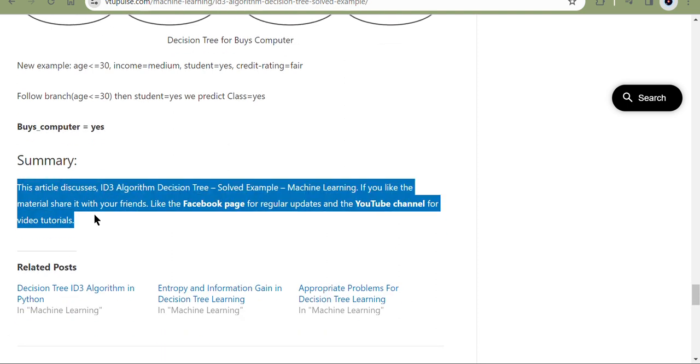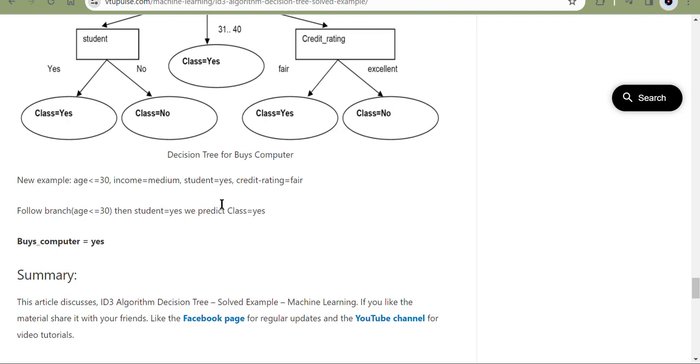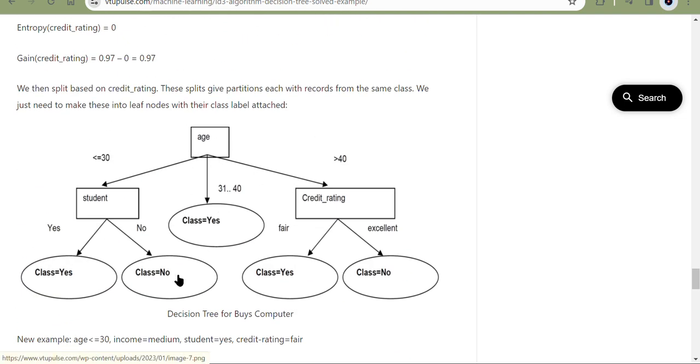Summary: this article discusses the ID3 algorithm, a decision tree solved example, machine learning. So this is the whole tree we get from the question. This is what they are asking in the first internal, all about the data science first internal. This is the decision tree they are asking for. We have just taken this in the place of youth, senior, young. This is similar data, a similar thing they're asking in the first internal.